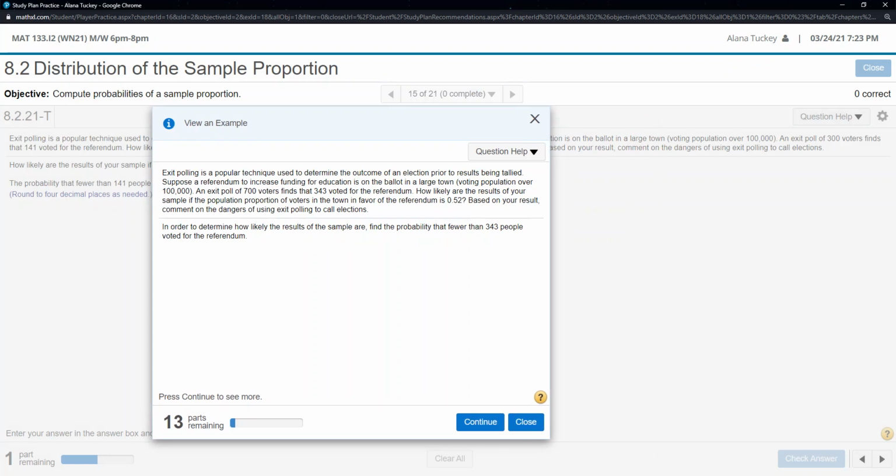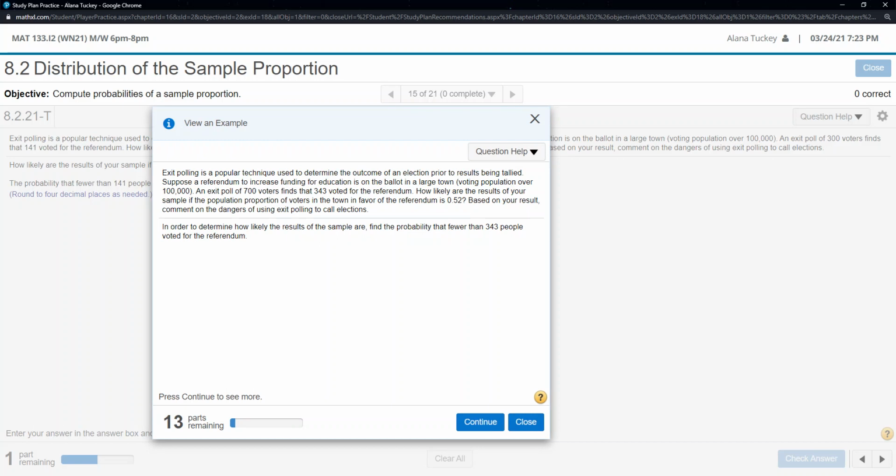So exit polling is a popular technique used to determine the outcome of an election prior to results being tallied. Basically, as you exit the polling place, they ask you who you voted for, and you tell them, and therefore that's what exit polling is. It's literally as the voter exits the polling area.